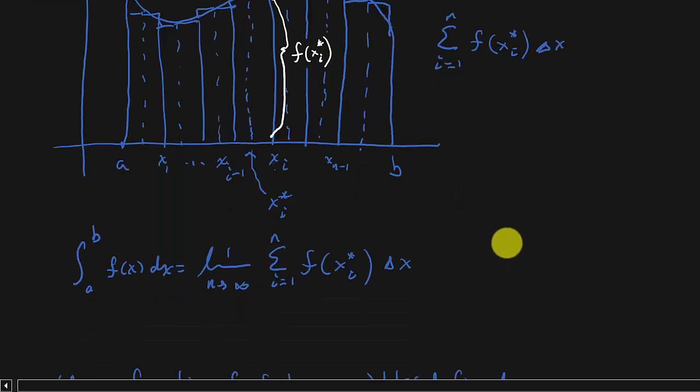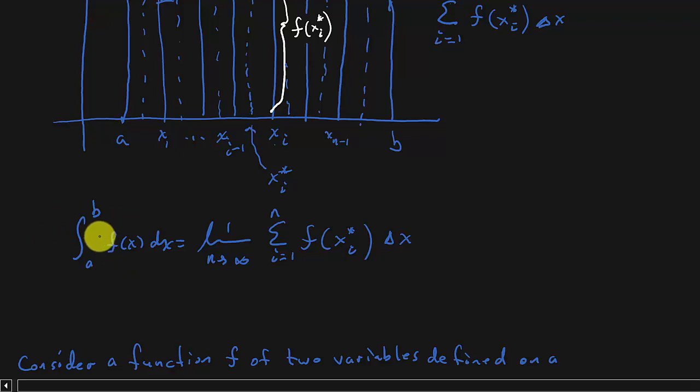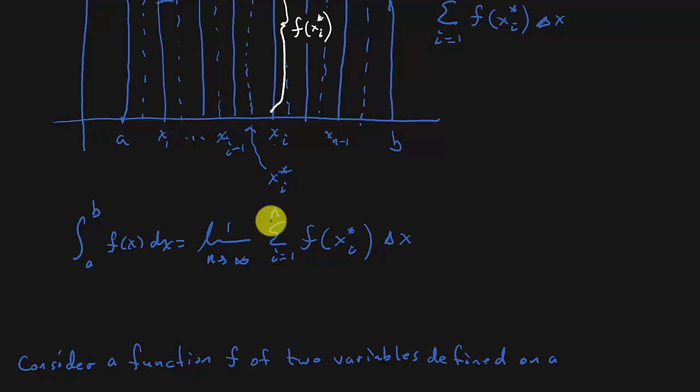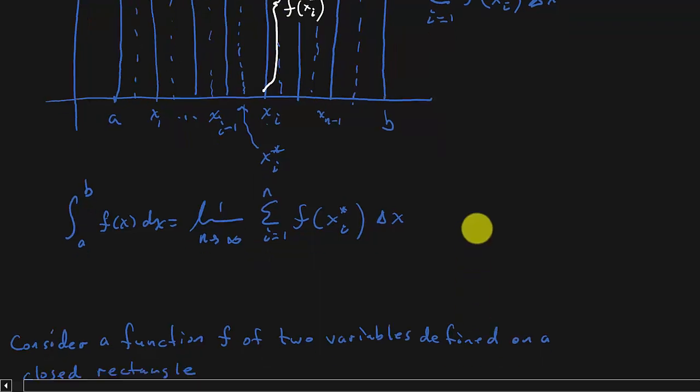And then the integral from a to b of f of x dx was equal to the limit as n goes to infinity. Remember, n represented the number of rectangles you used, and the number of rectangles would go to infinity, and we would sum the height times the width up from i equals 1 to n. So that's just a quick reminder of what you were doing.